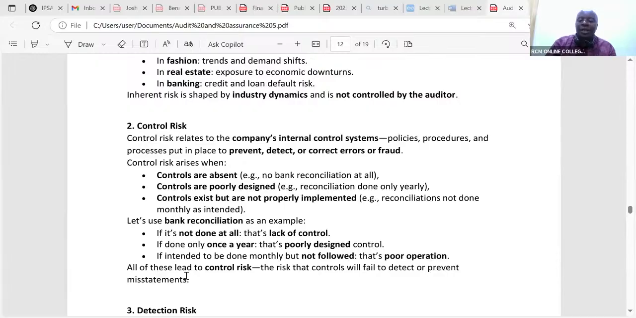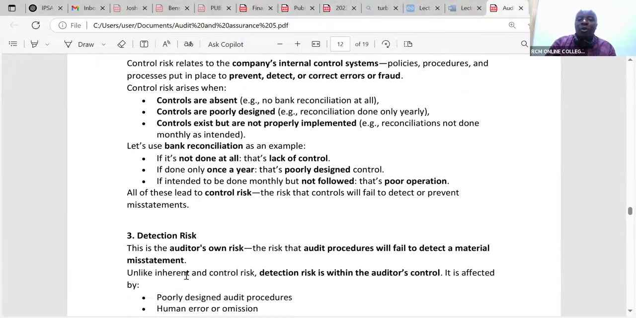Now, ladies and gentlemen, if you allow me, I will be able to go to the third risk. But before I go there, I can see some comments. I always like reading comments. Great. Thank you so much, Patricia. We shall overcome. Elizabeth, thank you so much. Great. We shall overcome. That brings us to early auditing and modern auditing. So then we continue.